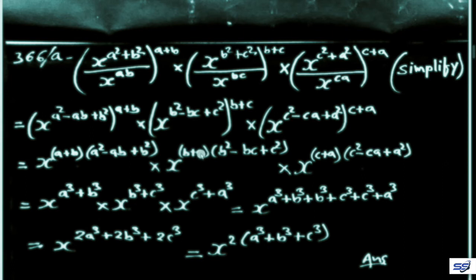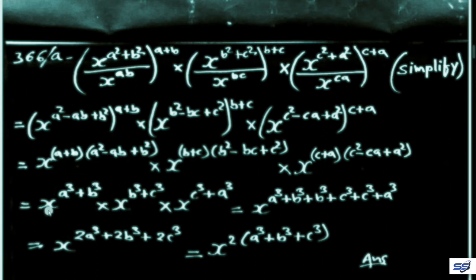All this is in expanded form of formula, so it shall be replaced again with the beginning concise form of the formula. The concise form of the formula is a cube plus b cube. Now x power a cube plus b cube into x power b cube plus c cube into x power c cube plus a cube. All has now been made into a simple form.